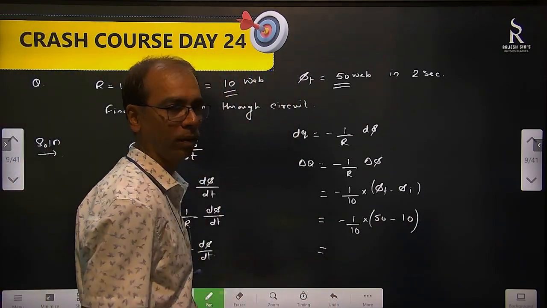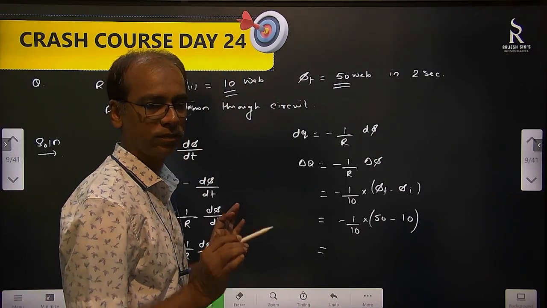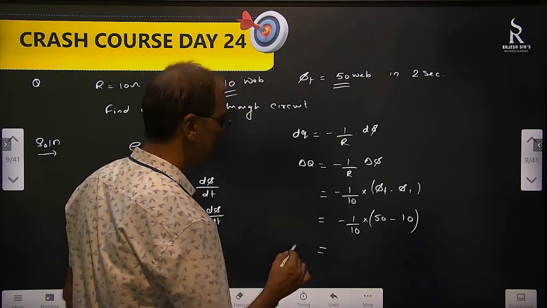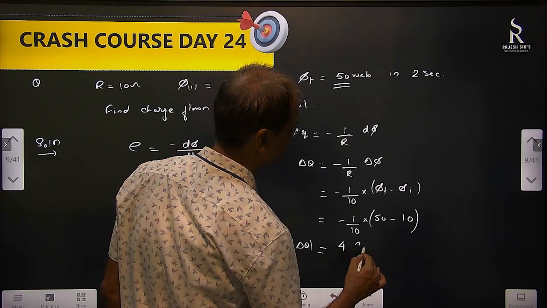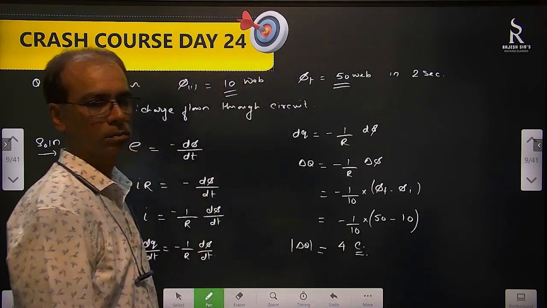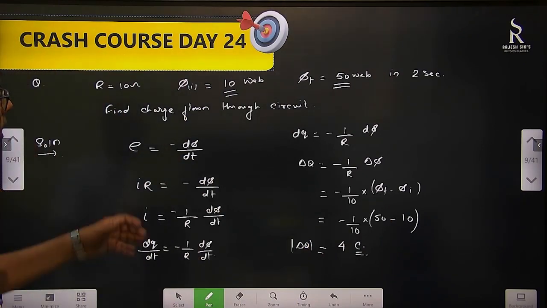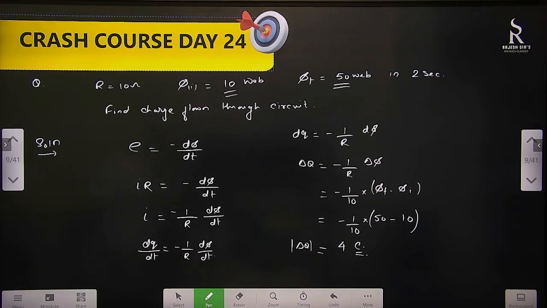But with the minus sign, we don't have to do anything with charge. It is just charge flown. So for us delta Q is equal to 4. That's our answer. So like this we can find out how much charge is flowing because of a change in flux in a particular time.